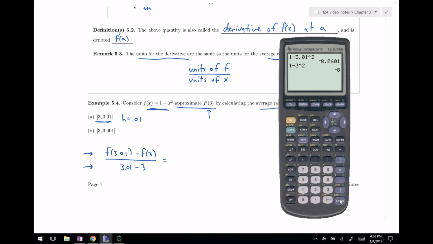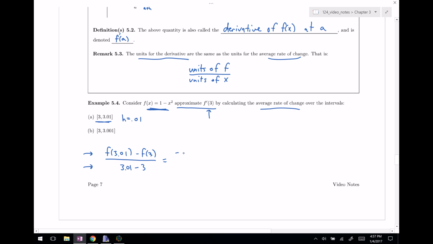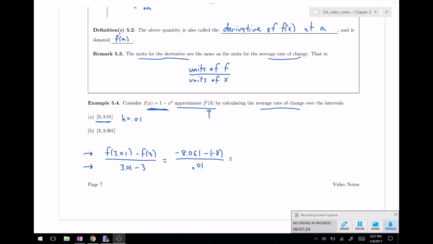And it's important, right, because you want to make sure you show your work. So let's go ahead and write some of this stuff down. So negative 8.061 minus negative 8 divided by 3.01 minus 3, that's going to be 1/100th here. All right, let's go ahead and continue.